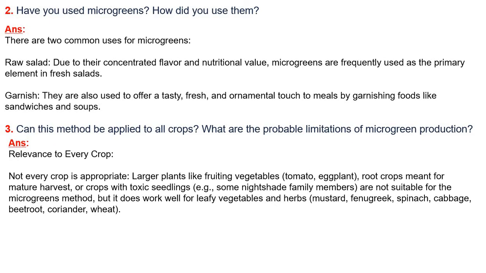Now let's come to next question. Have you used microgreens? How did you use them? There are two common uses for microgreens. Raw salad. Due to their concentrated flavor and nutritional value, microgreens are frequently used as the primary element in fresh salads. Garnish. They are also used to offer a tasty, fresh and ornamental touch to meals by garnishing foods like sandwiches and soups.